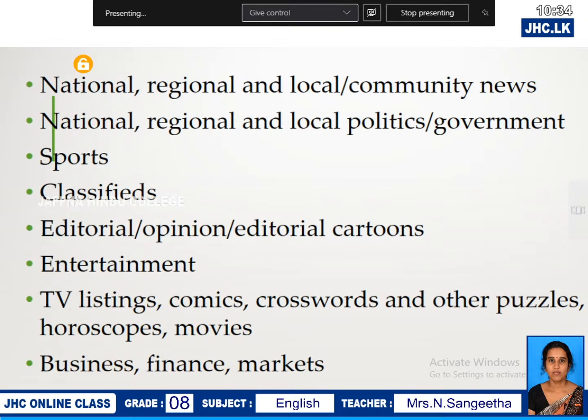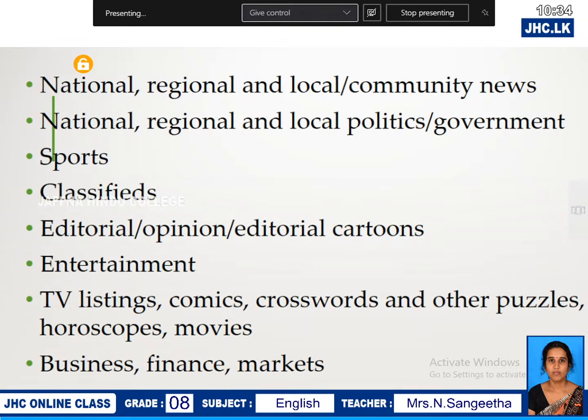Some are published daily and some are weekly. சிலது ஒவ்வொரு நாளும் பப்ளிஷ் பண்ணினோம், சிலது வீக்லி கிழமைக்கு ஒருக்காவே இருக்கும். ரைட். What are the important sectors of a newspaper? Can you think about it? என்னென்ன important sectors வருது?